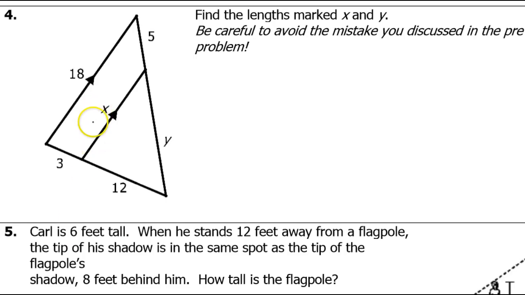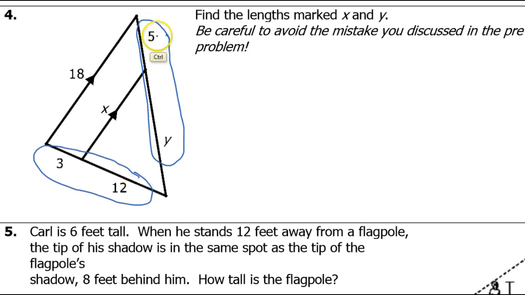In problem number 4, I need to find x and y, and I'm going to find those in 2 different ways. If I want to find y, the easiest thing to do is to use the side splitter theorem. Okay, so I can have this pair. When you have the parallel sides of these triangles, you can make these segments proportional. Okay, it's called the side splitter theorem.